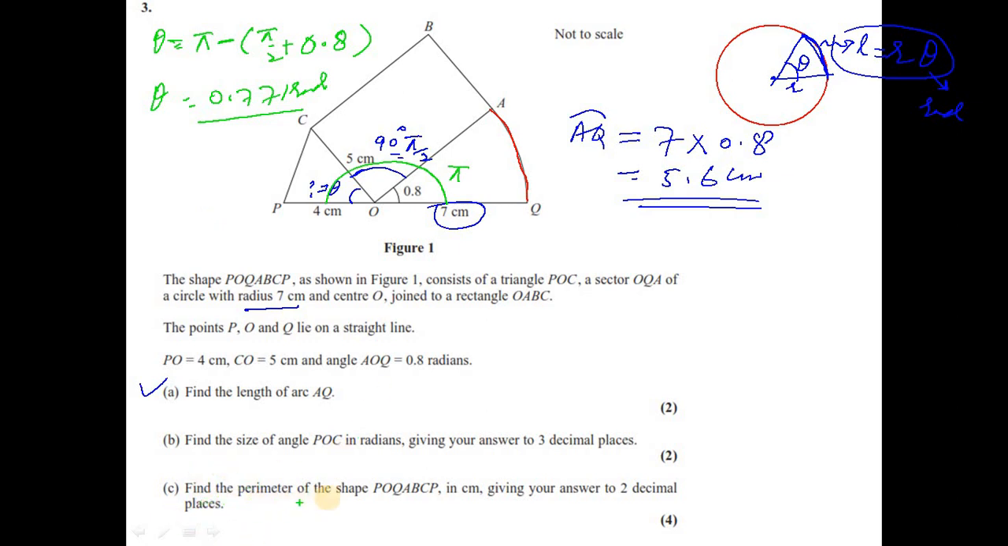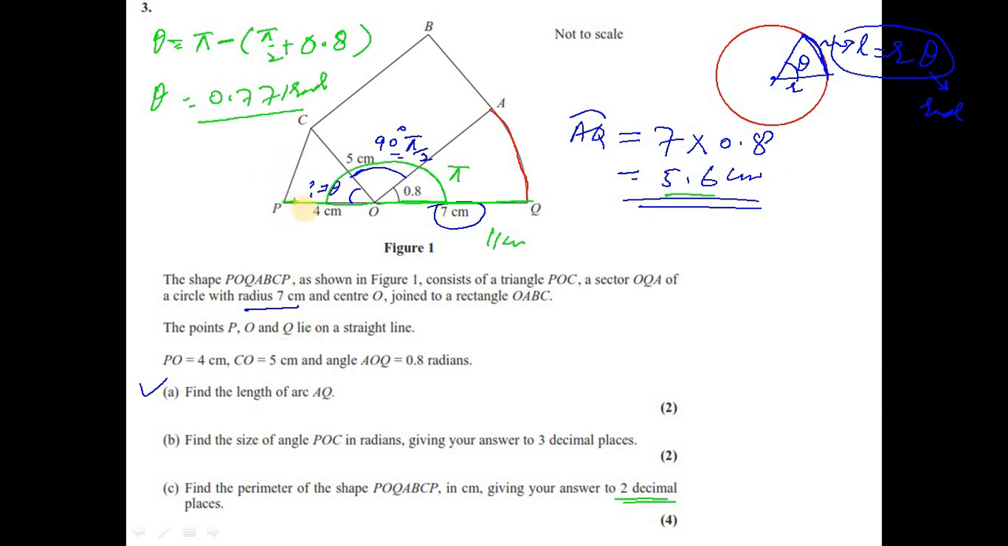C. Find the perimeter of the shape POQABC. Okay, the whole outer line in centimeter, give your answer to 2 decimal places. So we have already found AQ, which is 5.6 centimeter. We know that this length is 7 and this is 4, so the total length is 7 plus 4, 11 centimeter.